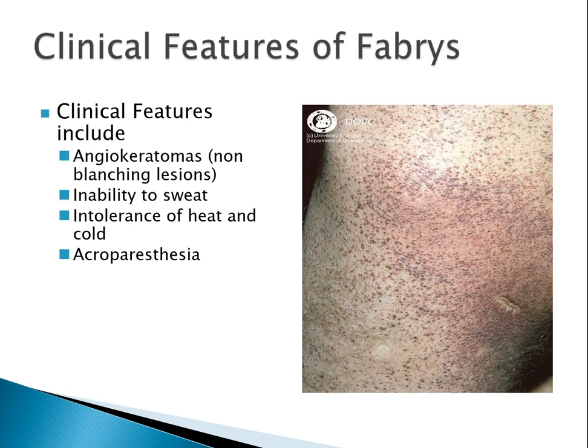Clinical features of Fabry disease include angiokeratoma, and this is a picture of angiokeratoma. It's a non-blanching skin lesion. The inability to sweat, the reason for that is because they're having ischemia of the sweat glands. And again, this can happen as young as young children.